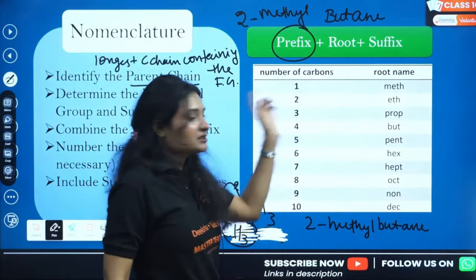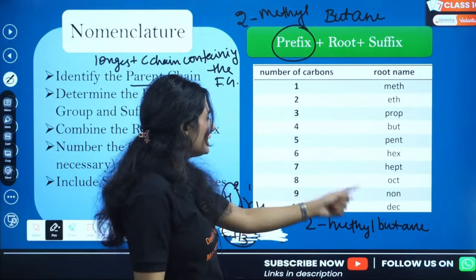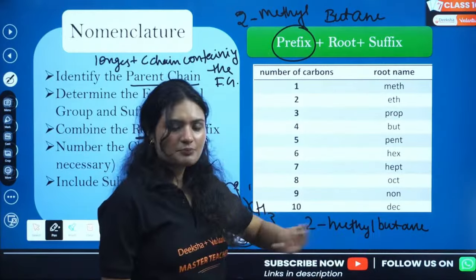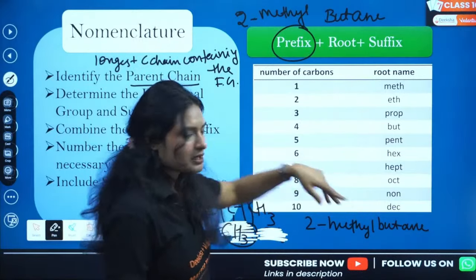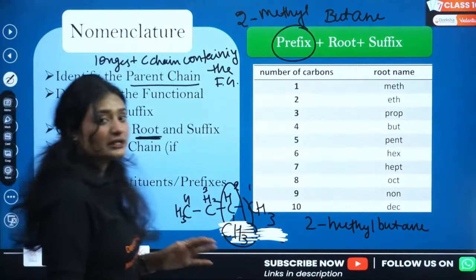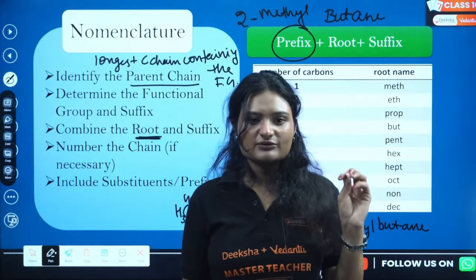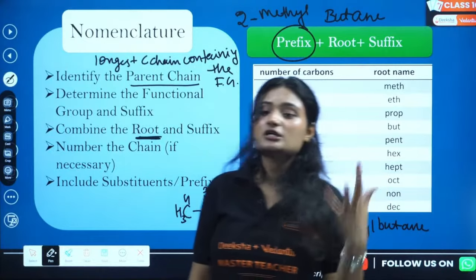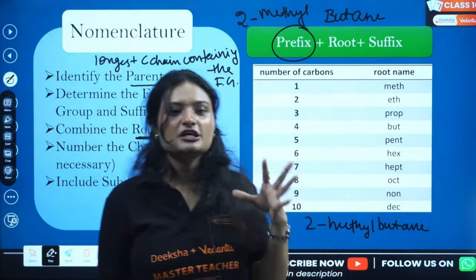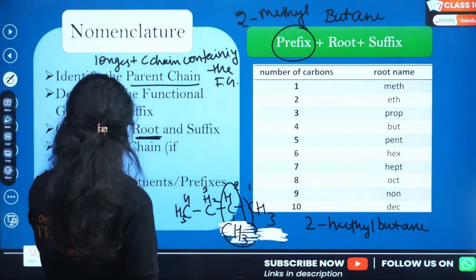Similarly, these are the root names. If one carbon is there, meth; 2, eth; 3, prop; 4, but; 5, pent; 6, hex; 7, hept; 8, oct; 9, non; 10, dec. Clear? Up till here you need it. No one is going to ask beyond that. That's how you write the name of any organic compound given to you. For now, you need only the basic ones. If you pursue chemistry in 11th standard, you will need some tougher ones, so do not worry, we'll solve them also.